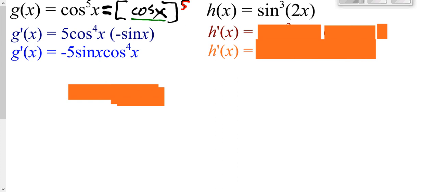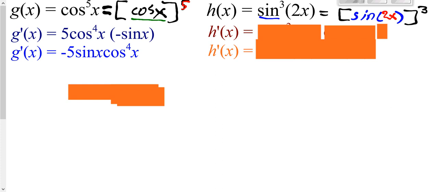So on this one over here, I'm going to go ahead and rewrite this because we're cubing our sine. Then we have our sine on the inside. And we have a timesing by 2 on the very inside.